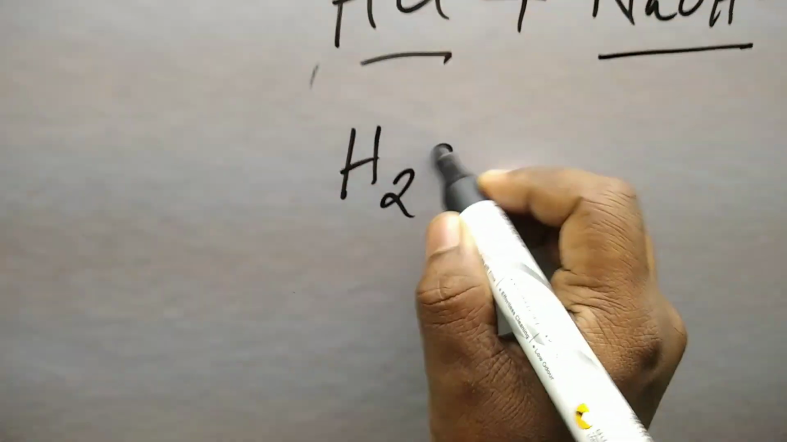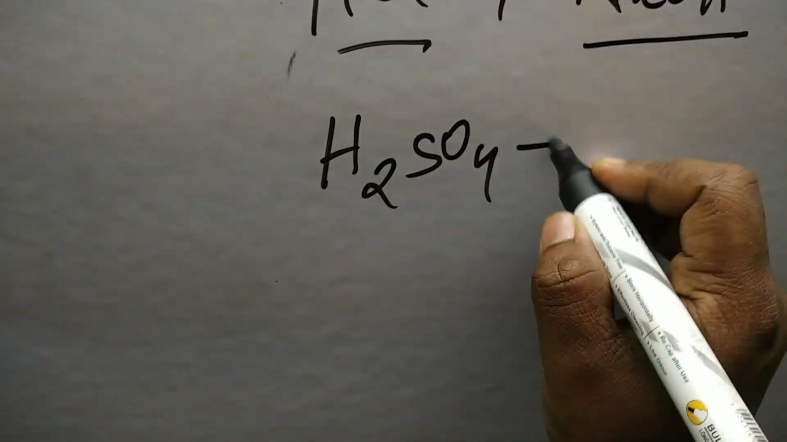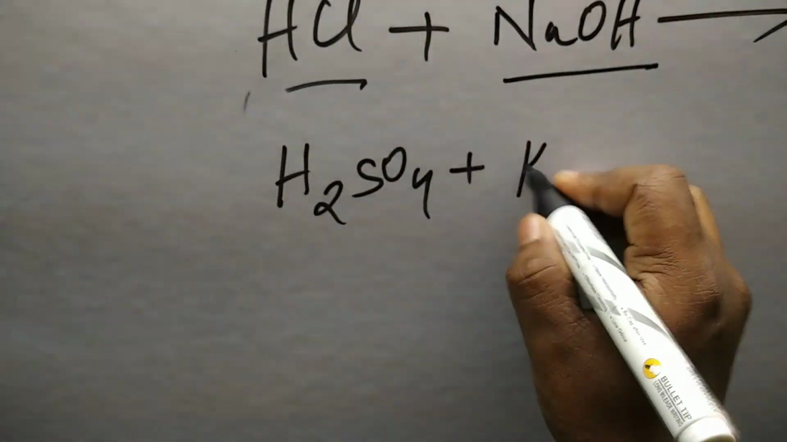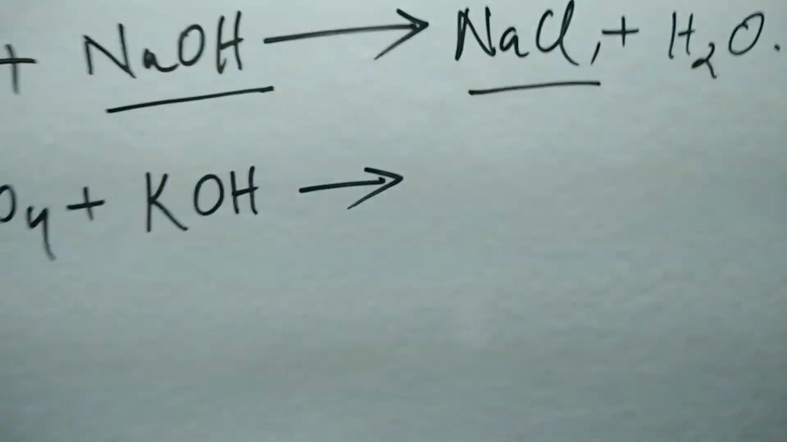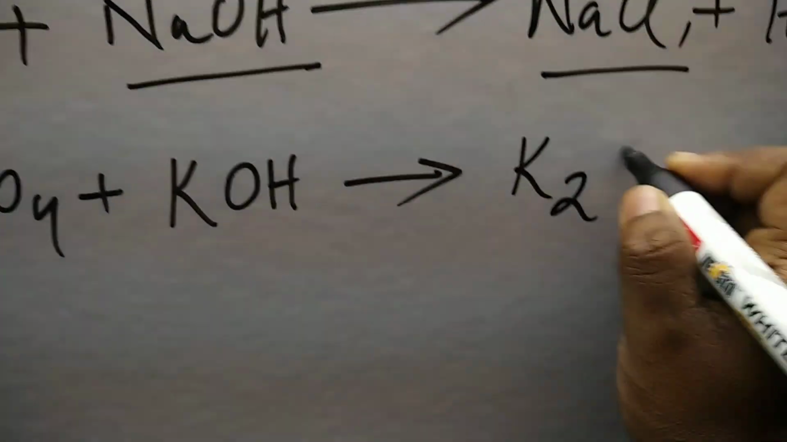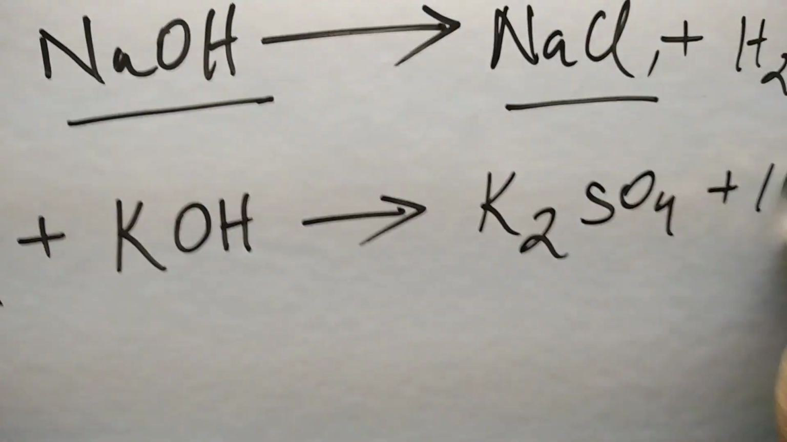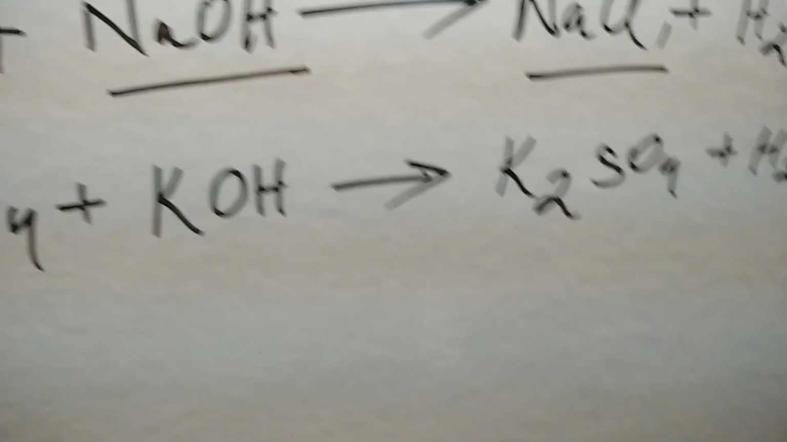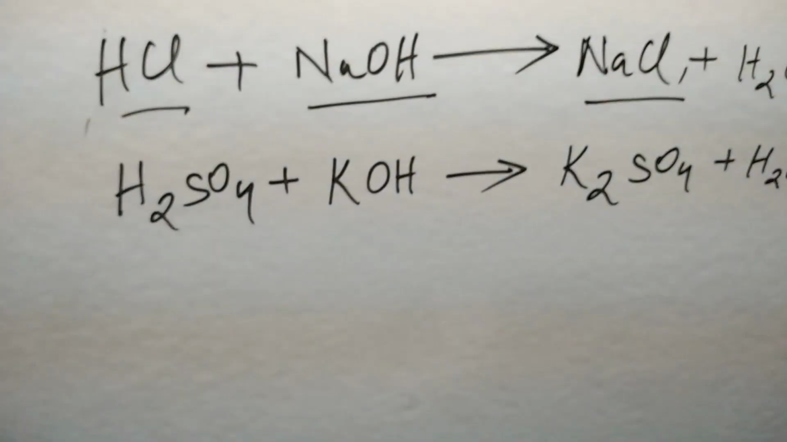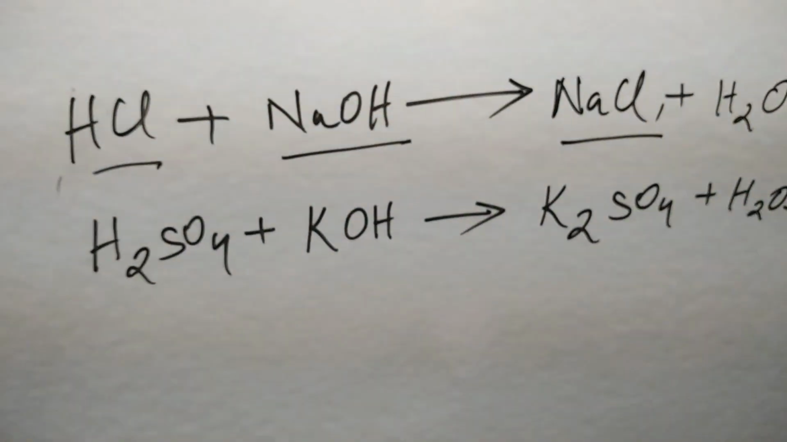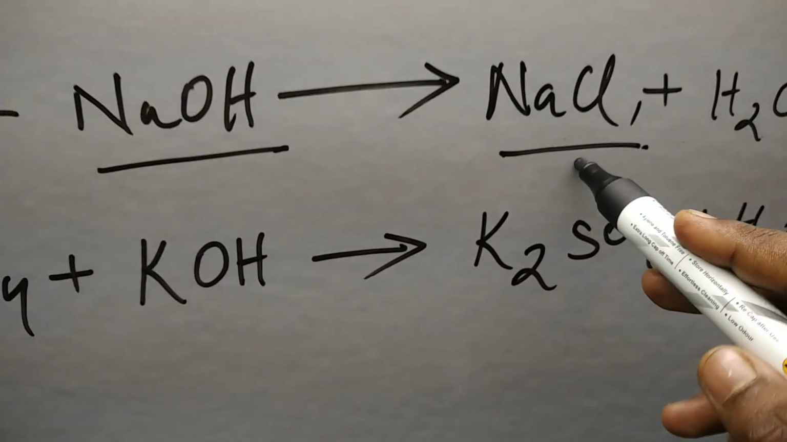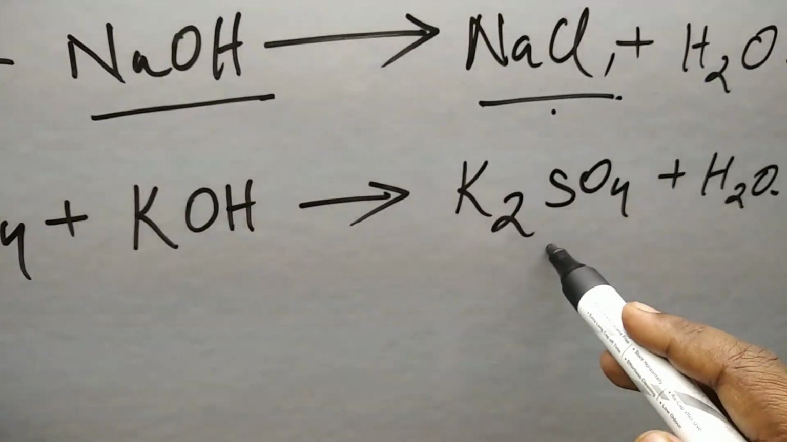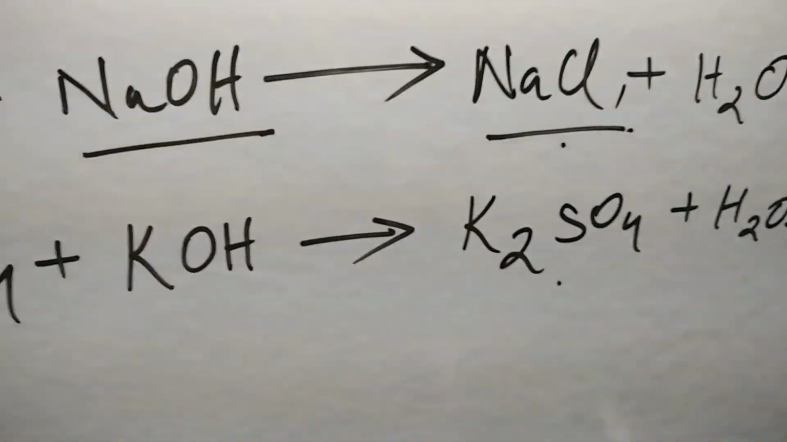Now what will happen when sulfuric acid reacts with potassium hydroxide? Potassium sulfate will form, K2SO4, and water. Water is a byproduct. Okay students, now these all are aqueous. This NaCl, sodium chloride, and this K2SO4, all are in aqueous medium.